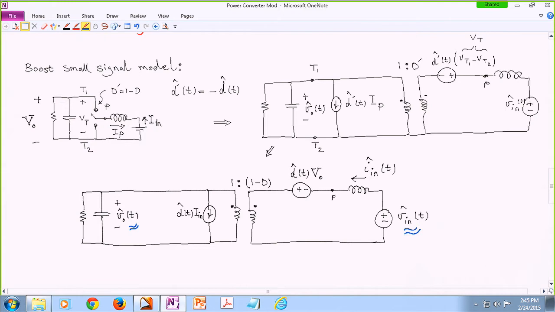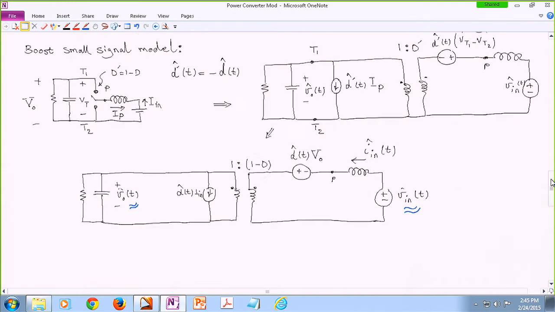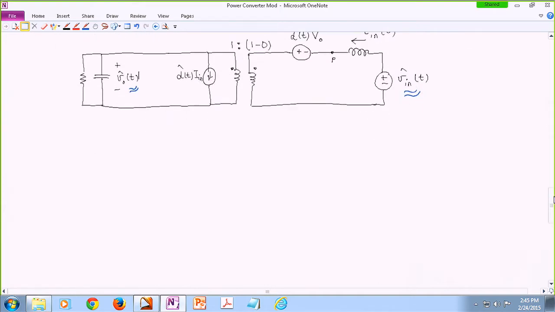Also, for the third converter, let's do it for the buck-boost topology. It's a little bit more complicated. Let's just do it over here to have all three classic converters next to each other.